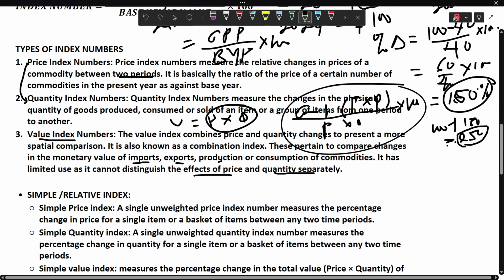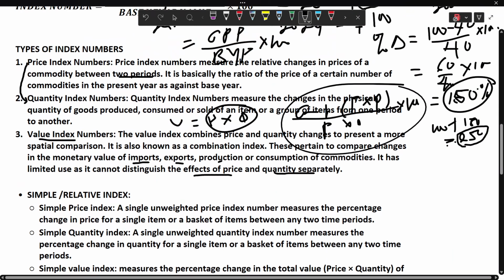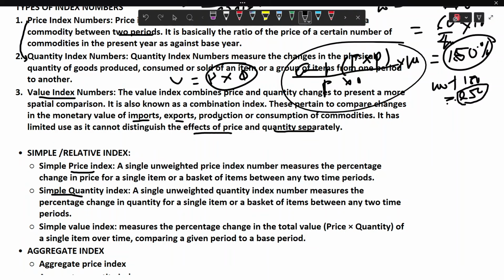Okay, now let's break down the price index. We have the simple index, which is also called unweighted. We are going to look at the simple price, the simple quantity, and the simple value index. The simple price index is a single unweighted price index number. It measures the percentage change in the price of a single item or a basket of items between two time periods.